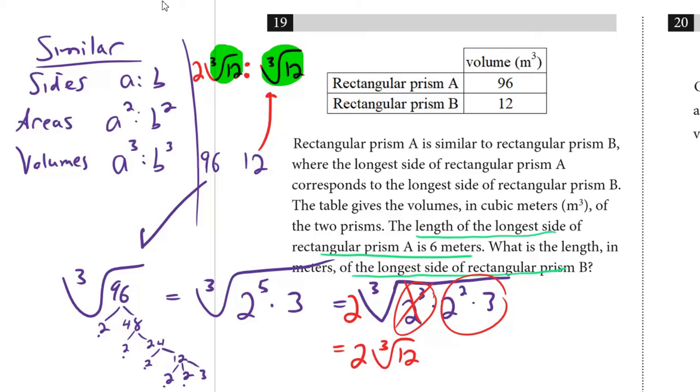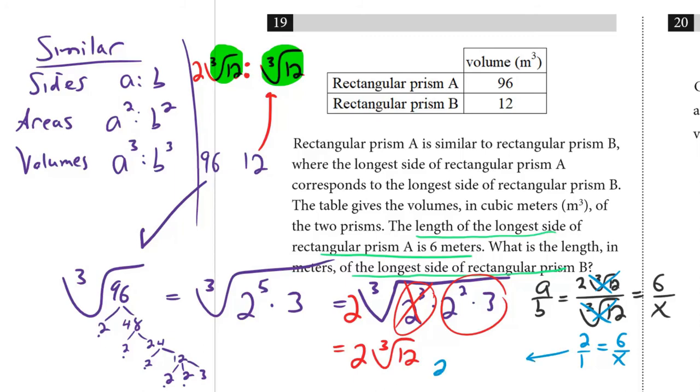So the ratio of the sides of A to B, once again, 2 cube root of 12 over cube root of 12. And the longest side of A is 6, and this is the one we don't know. So, like I said before, we can cancel those cube root of 12s, and that'll give us 2 over 1 equals 6 over x. Now we can cross multiply that. 2x equals 6, divided by 2, and x is 3. And that is our answer to this incredibly tough question.